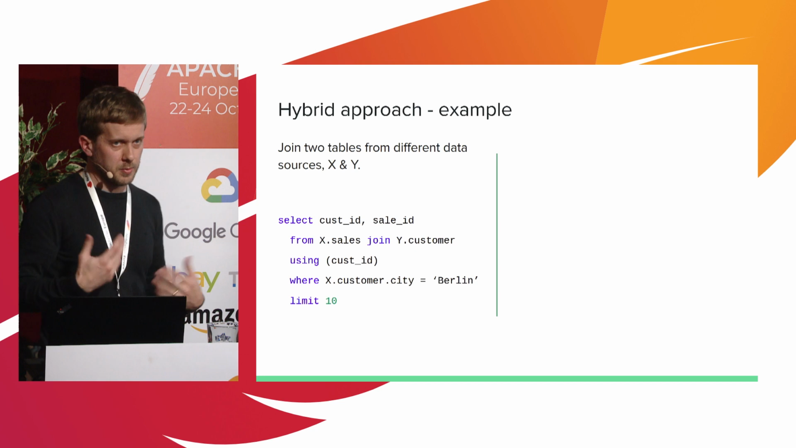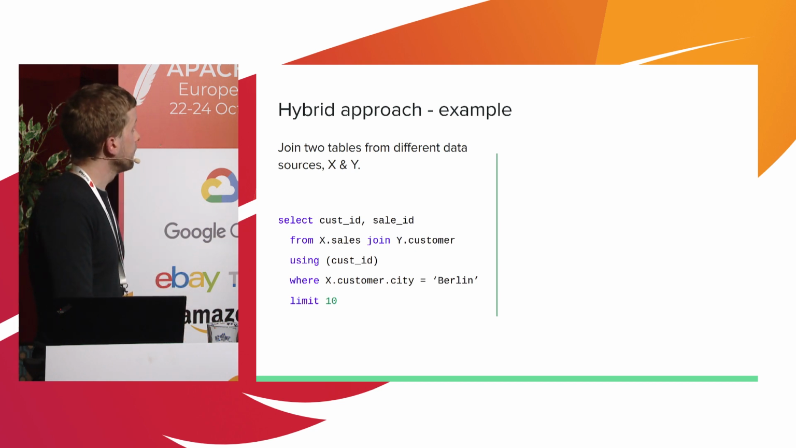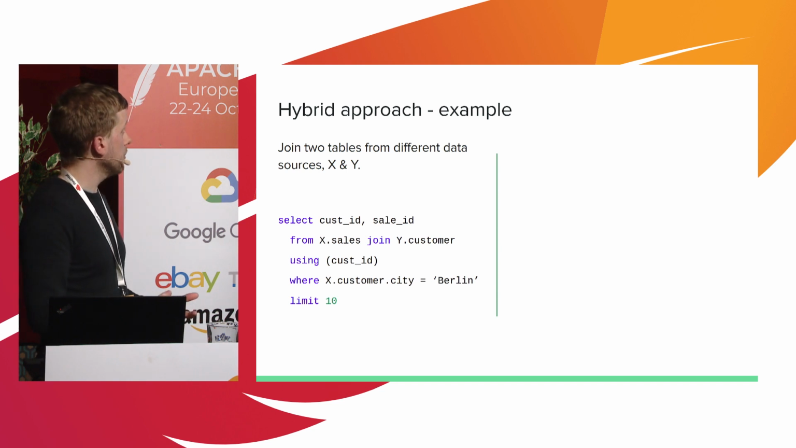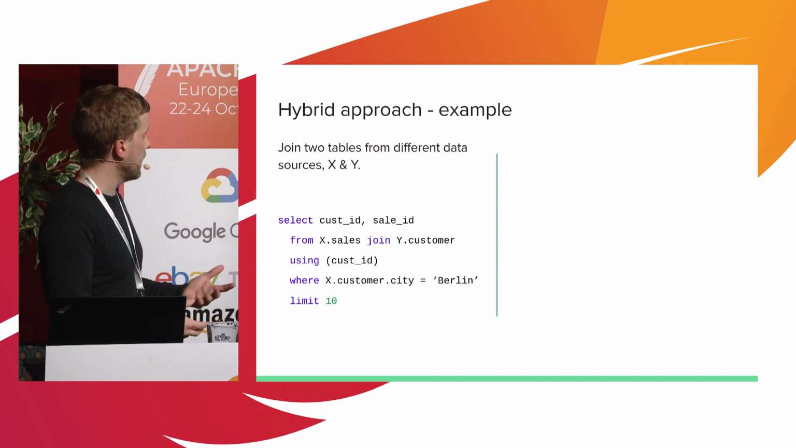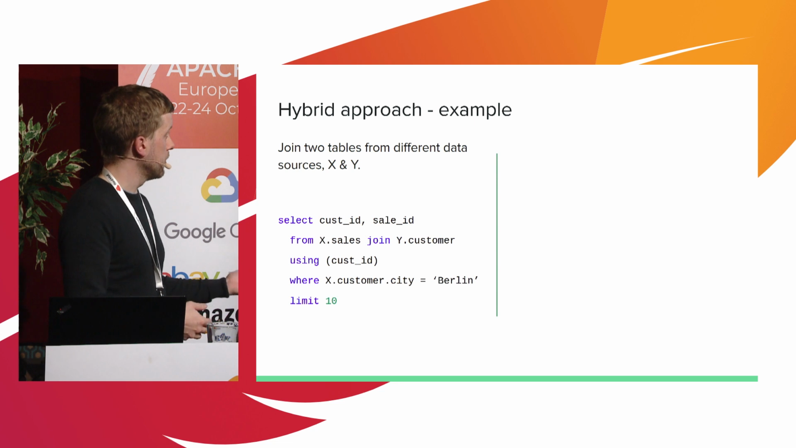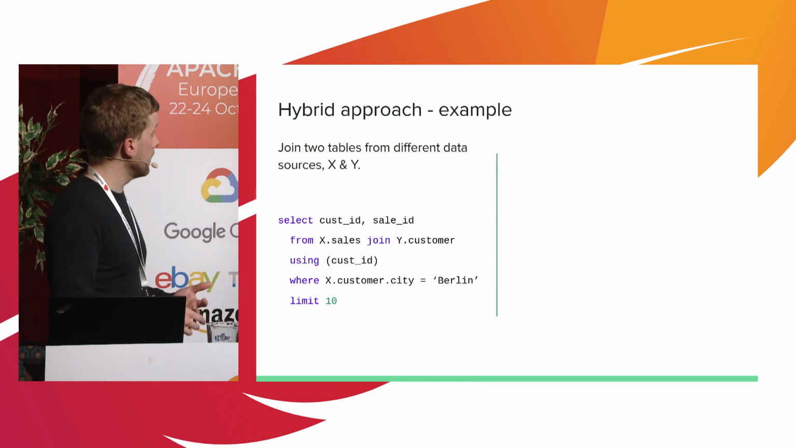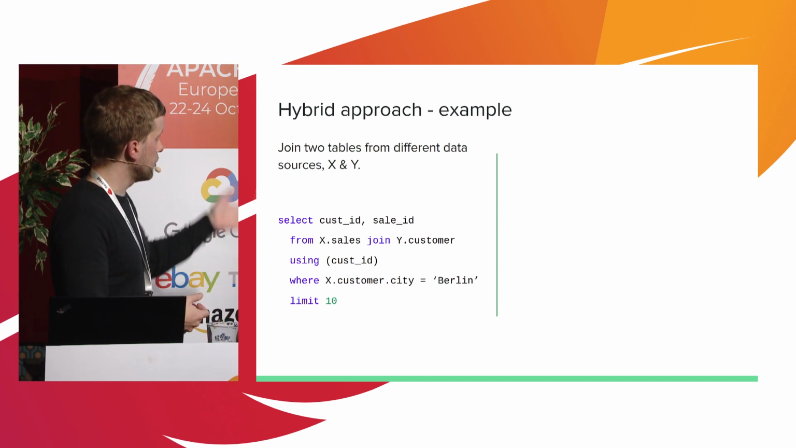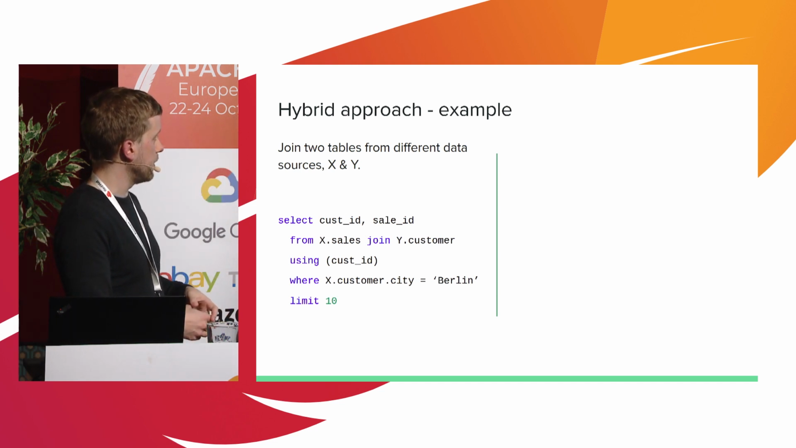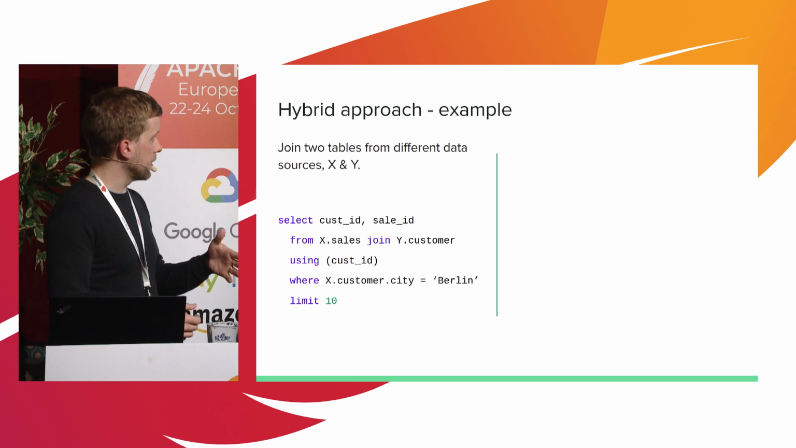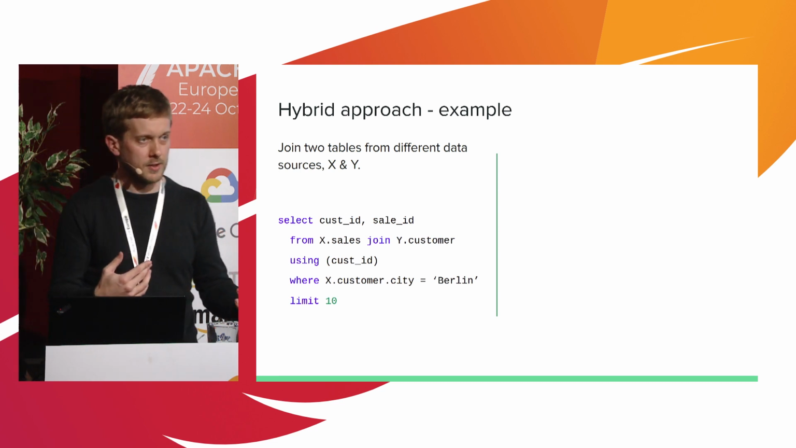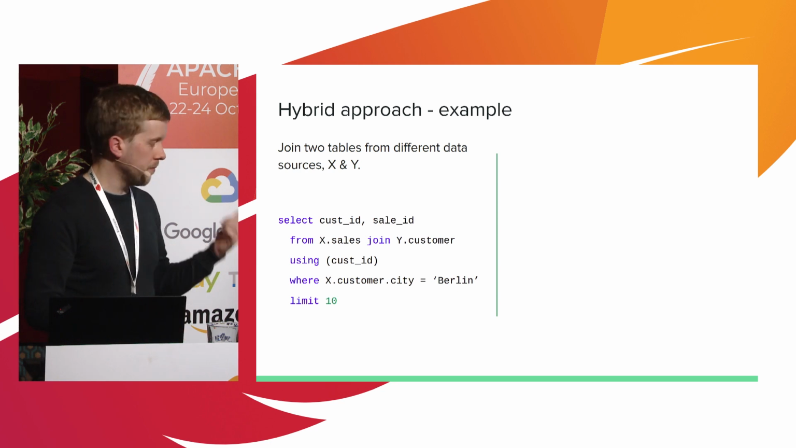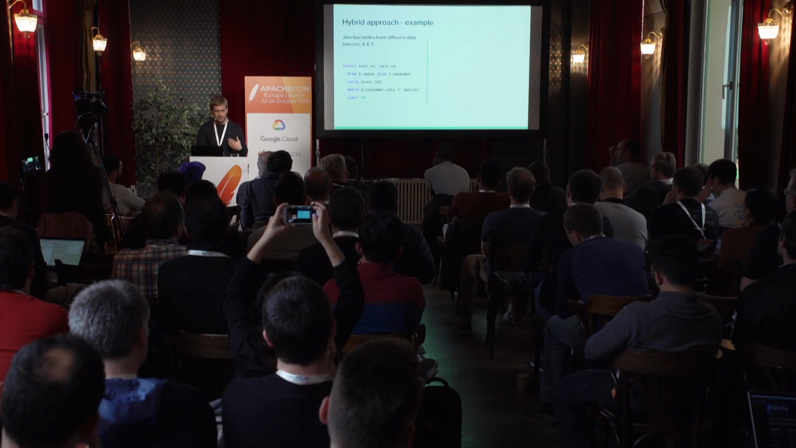So just to give an example of how that actually looks in practice. We want to join two different tables from different data sources. Let's say we have data source X and data source Y. X contains our sales and Y is our customer data. We want to join those two, so the query would look something like this. We're joining those two tables using the customer ID, and we're adding a filter on the customer city saying that we're only interested in customers from Berlin. Then adding a limit at the end just to get the first 10 results.